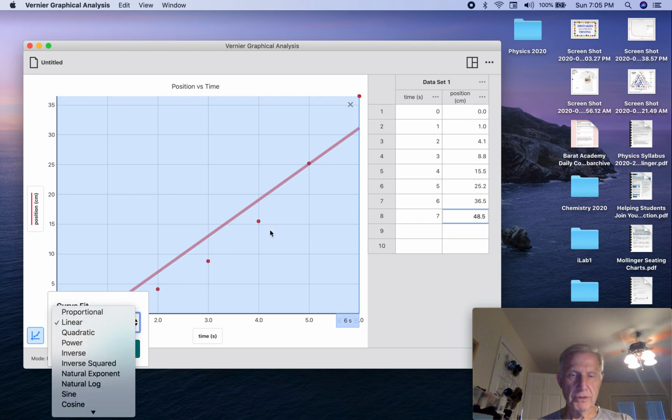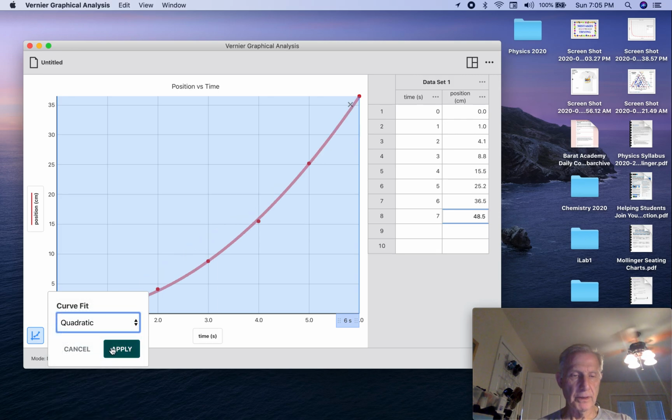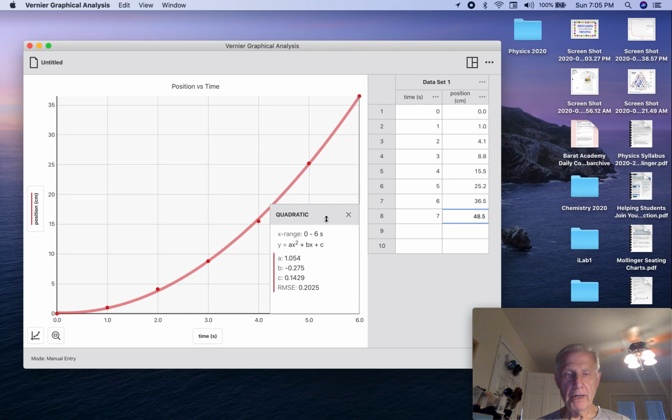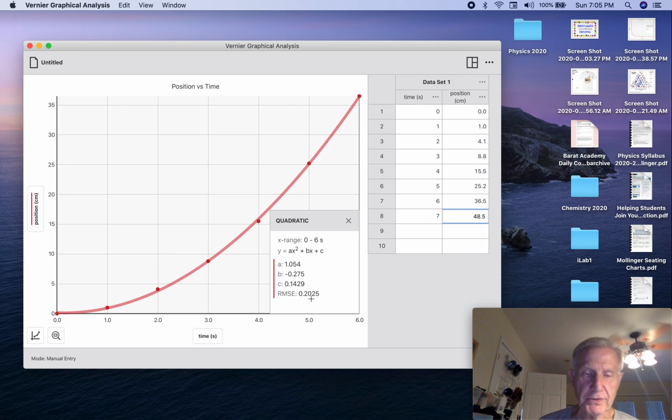This looks like it's increasing, so let's try a quadratic fit. And look at that. We're going to apply that. That's a great fit. How do we know it's a good fit? Well, first of all, our error here, let's look at this bottom one, is 0.2. You actually could try some other curves if you think you could do better than that. But remember, the closer to 0 this is, the better the data fit.